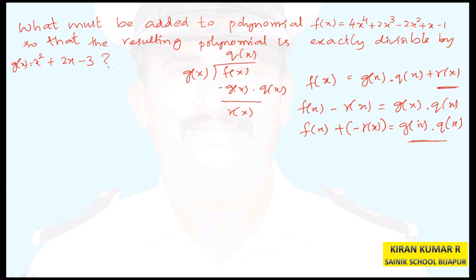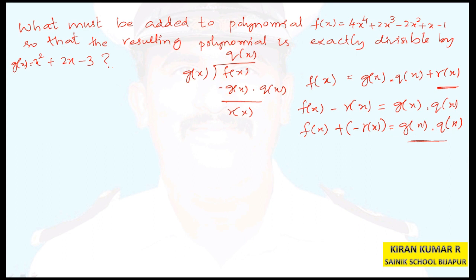So what I mean to say is, whatever the remainder you get, that remainder you change the sign, that should be added to the given polynomial. Then only the resulting polynomial is exactly divisible by the given polynomial. So let's try doing that.